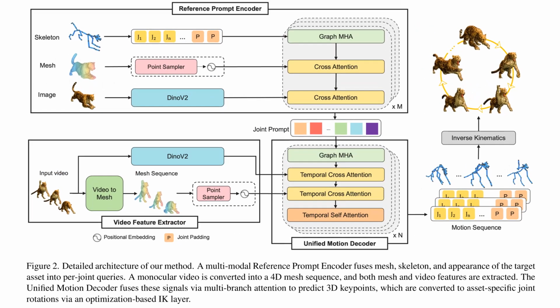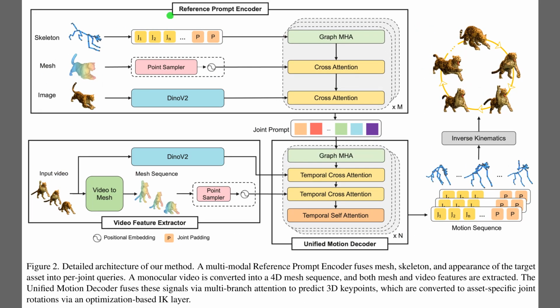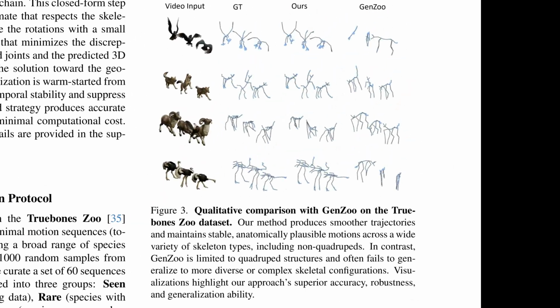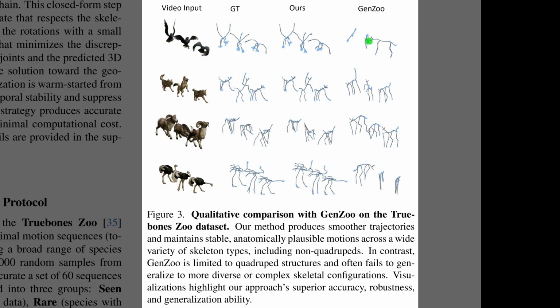While Figure 2 dives into the detailed architecture, laying out how the system turns video into joint rotations, the top block describes the reference prompt encoder, which digests the asset's skeleton, mesh, and example images, then produces per joint query features. The lower block shows the video feature extractor creating a four-dimensional mesh sequence and features from the input video. On the right, the unified motion decoder predicts joint trajectories, and an inverse kinematics stage finally converts these into smooth, asset-specific rotations.